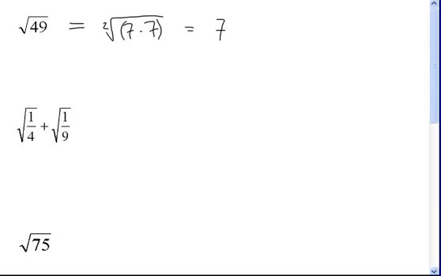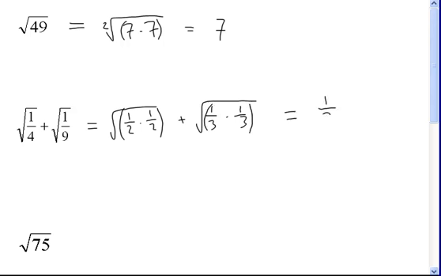Now, something a little bit different, something like this. If you have the square root of 1 over 4 plus the square root of 1 over 9, how do I deal with that? Well, what multiplies by itself to give me 1 over 4? 1 over 2. 1 over 2 times 1 over 2, right? And the other one is like 1 over 3 times 1 over 3. So when you pull out these two 1/2s and these two 1/3s, I get 1/2 plus 1/3.